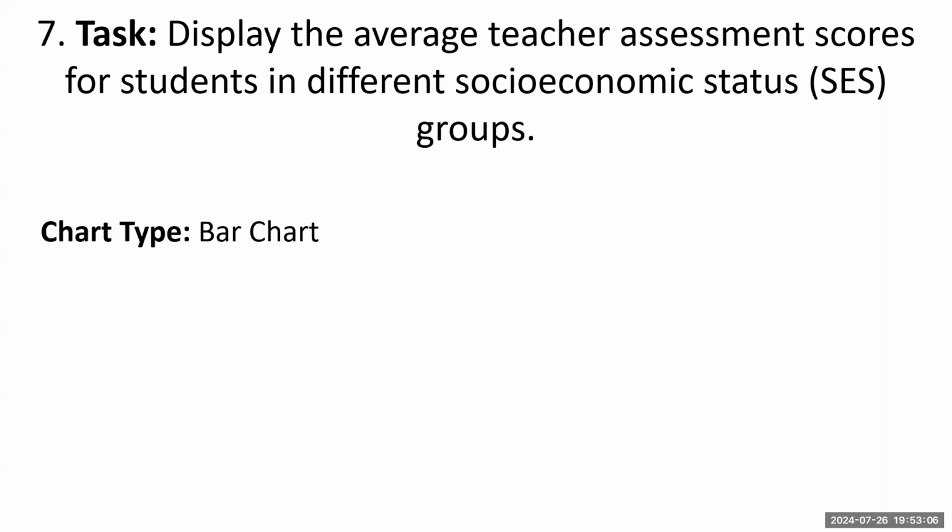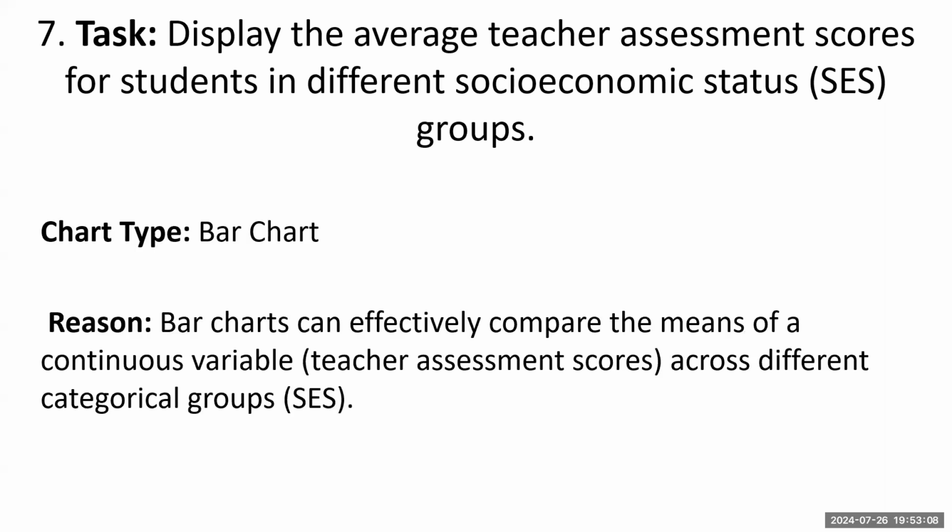The answer is a bar chart. You can also argue for stacked bar charts because you can tweak it in a way to do the same thing, but you can actually use a simple bar chart for it. A bar chart can effectively compare the means of continuous variables across different categorical groups.